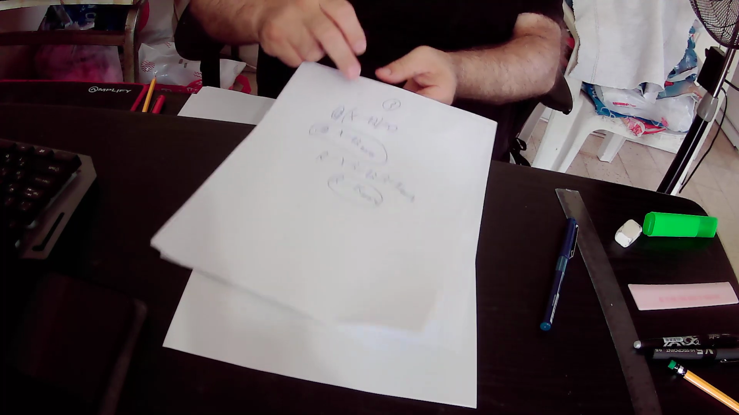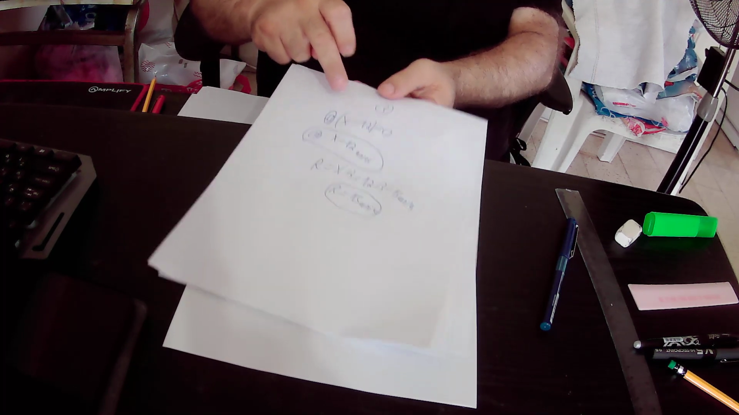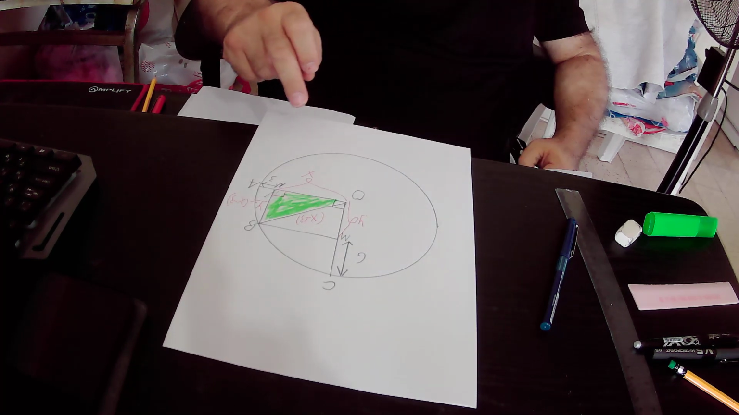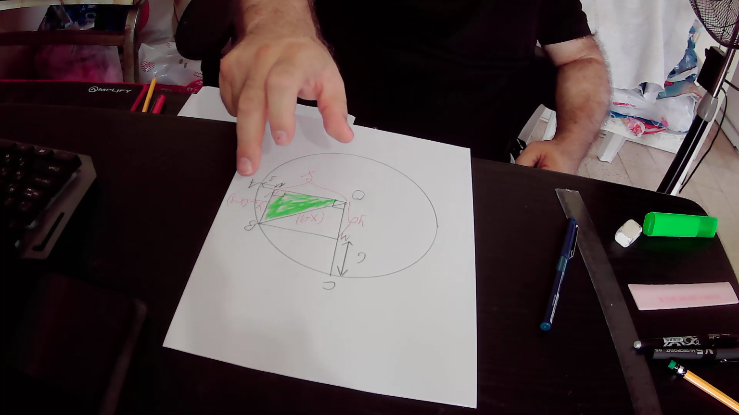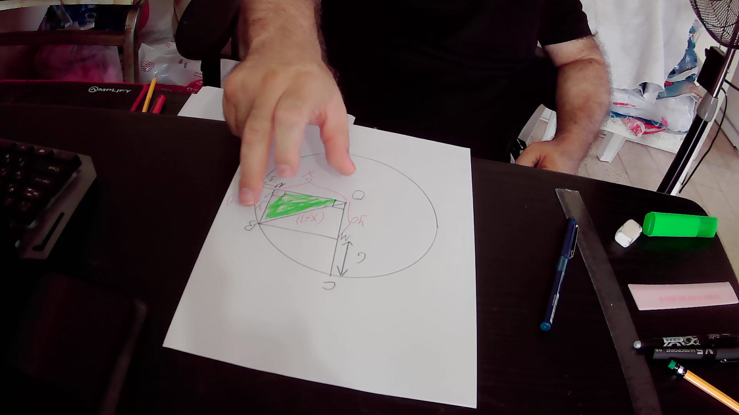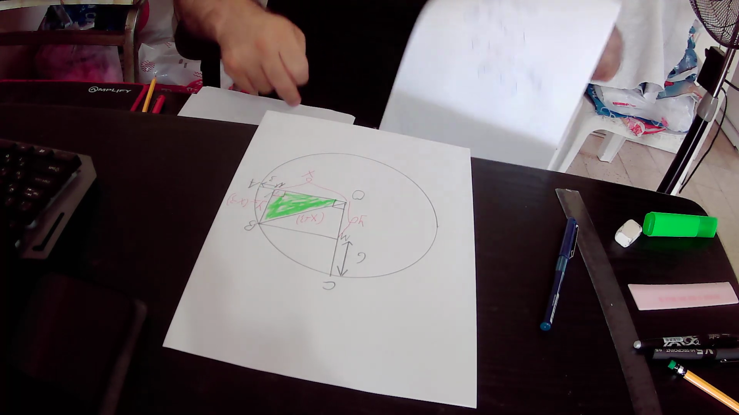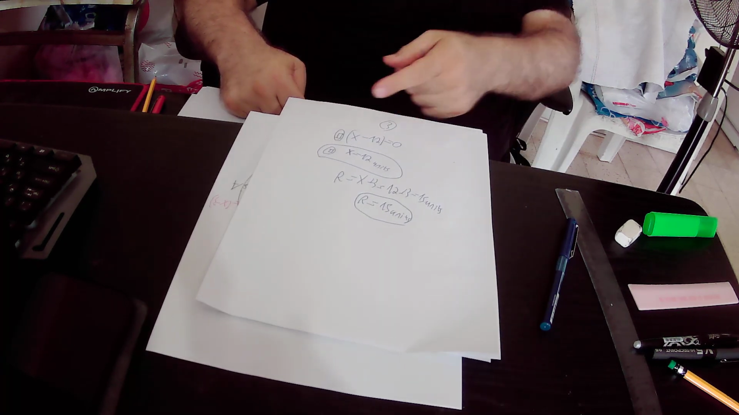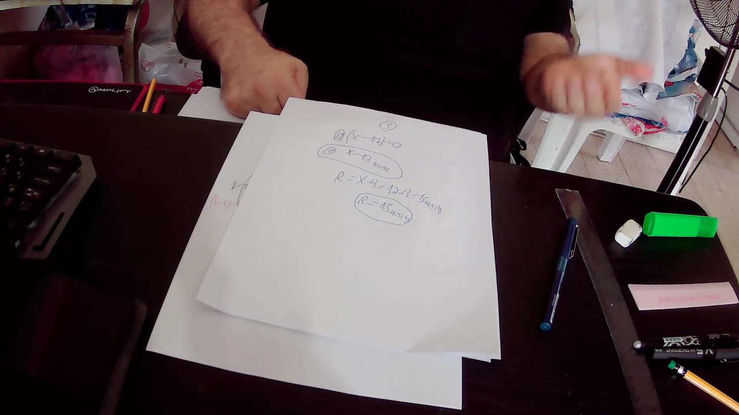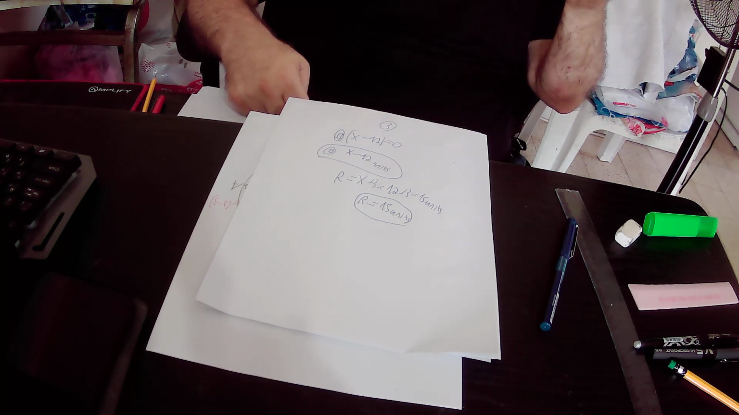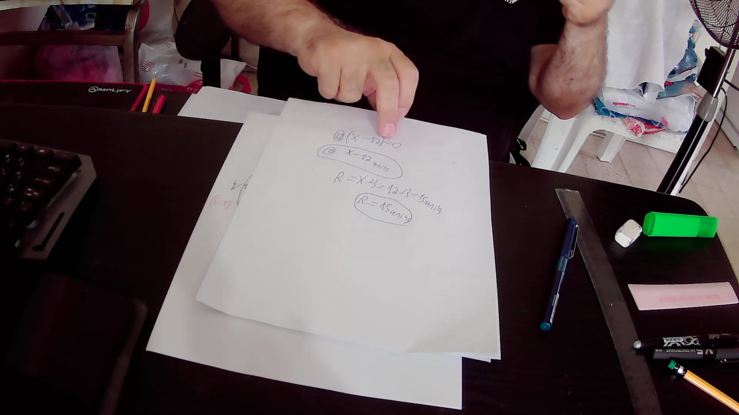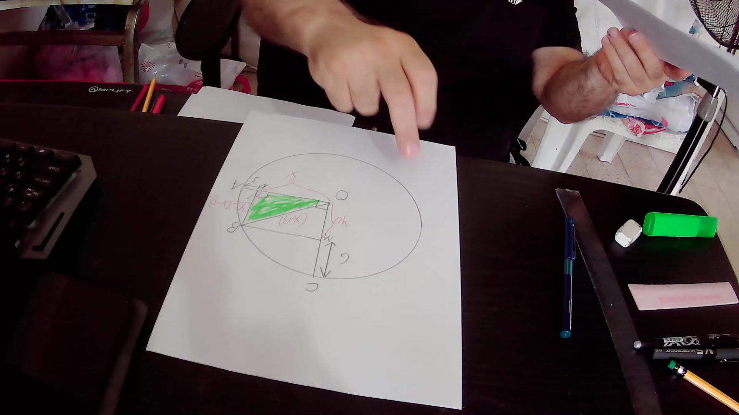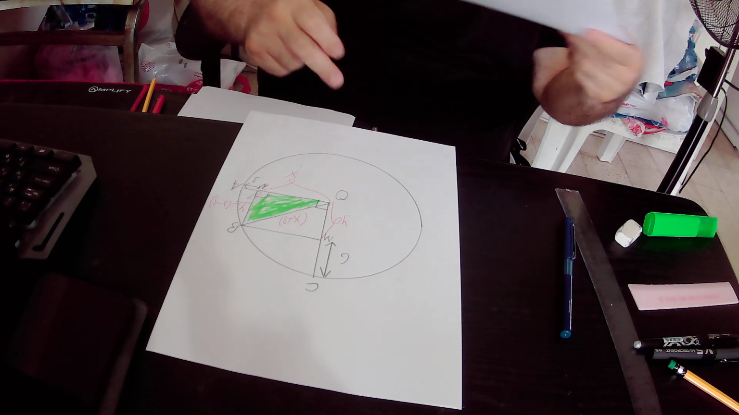12 units, but we want to know what is the size of the radius, and the radius of this circle equals x plus 3. So the radius of this circle is x plus 3 and x equals 12 units. So the radius of this circle equals 12 plus 3, that is 15 units. So the answer to the question is the radius of this circle equals 15 units.